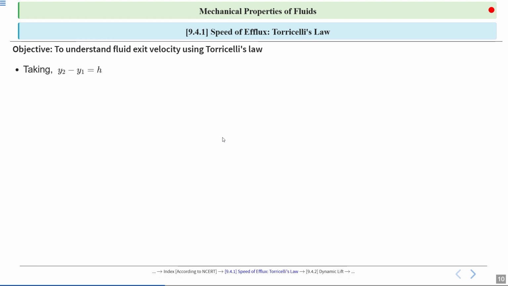Now, taking Y2 minus Y1 equal to H. Here, Y2 minus Y1 is the vertical height difference, where H is the vertical distance between the fluid surface and the exit point. So, the general formula for the velocity of the fluid at the exit point: the equation V1 squared is equal to 2 into (P minus PA) divided by rho plus 2gH.